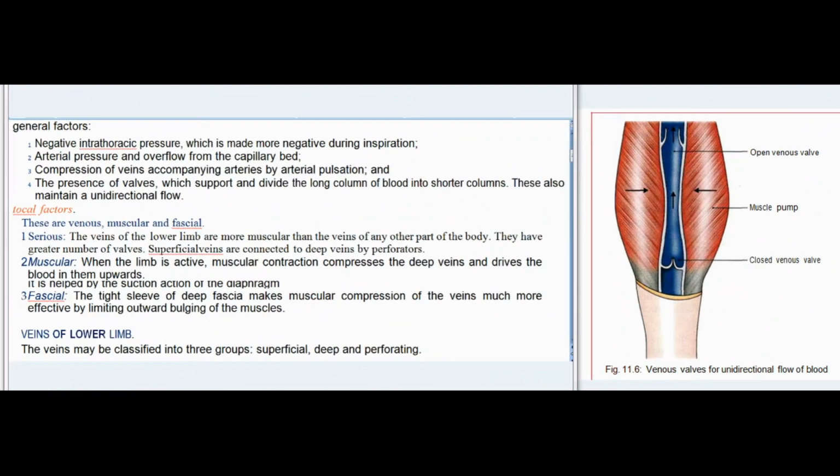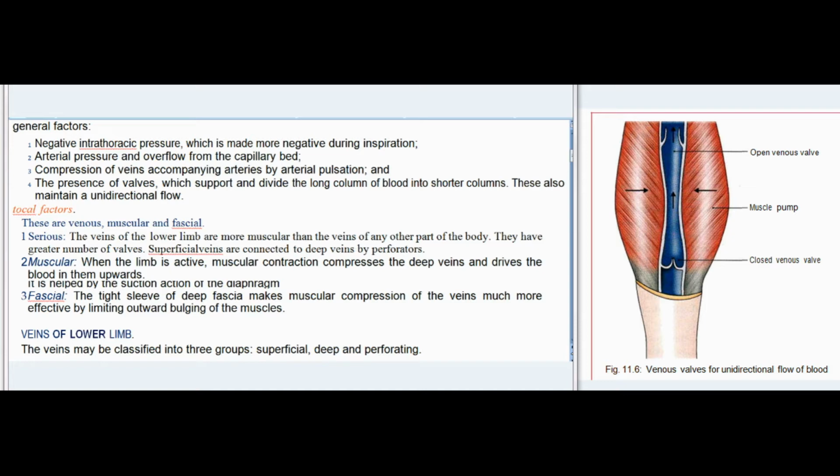General factors: 1. Negative intrathoracic pressure, which is made more negative during inspiration. 2. Arterial pressure and overflow from the capillary bed. 3. Compression of veins accompanying arteries by arterial pulsation, and 4. The presence of valves, which support and divide the long column of blood into shorter columns. These also maintain a unidirectional flow.